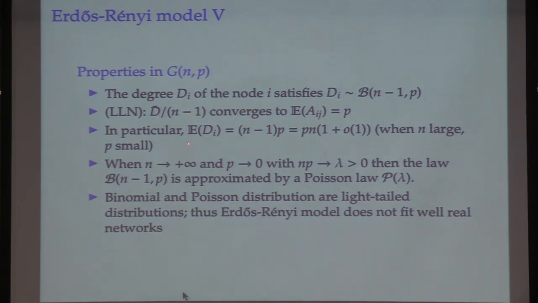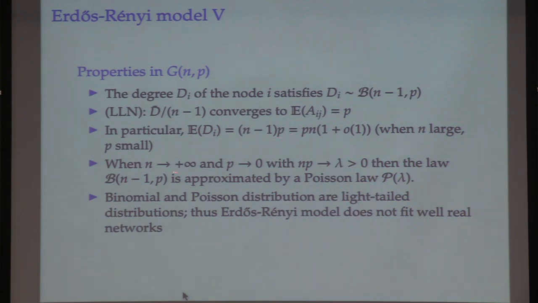And in particular, if you look at the expectation of d_i, it's the expectation of a binomial random variable, so it's just n minus 1 times p. You can see that it's of the order n times p, when n is large and p is small.